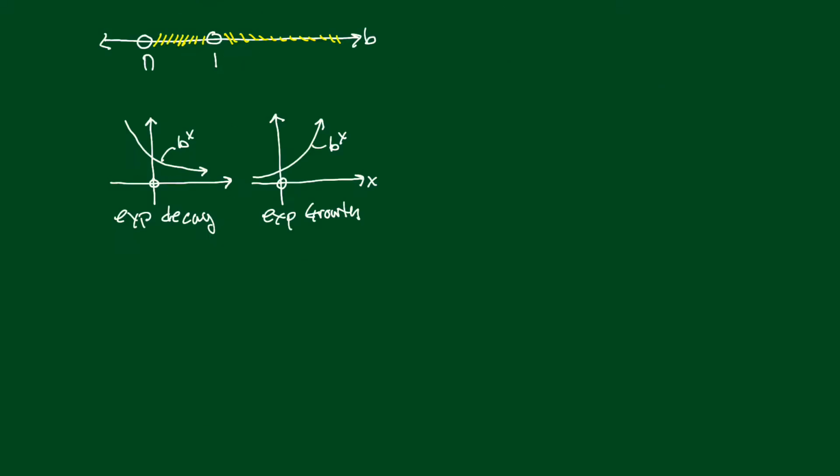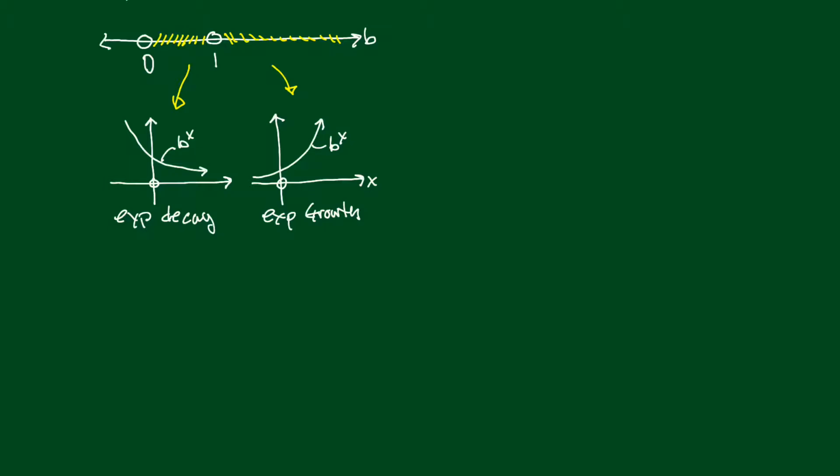I've just redrawn our b number line and the two curves that you get when you choose a number between 0 and 1 and a number bigger than 1. So this one here, right, that's the decay curve. If you choose a number for the base that's between 0 and 1, you get this decay curve. If you choose a number over here, bigger than 1, then you get the growth curve.